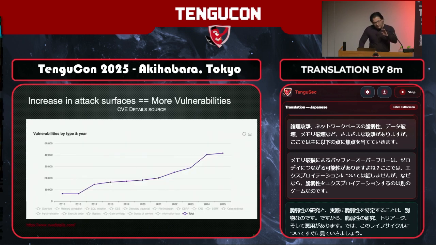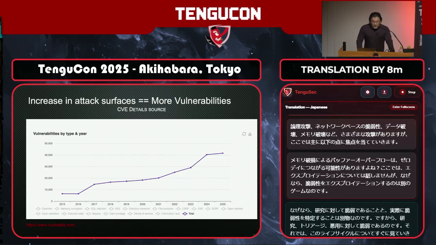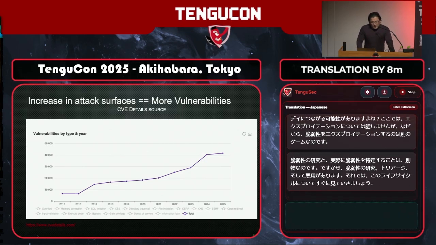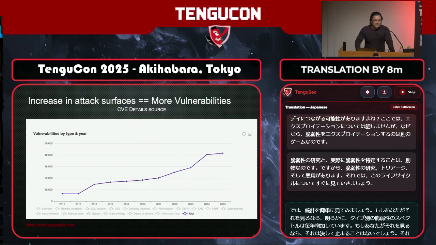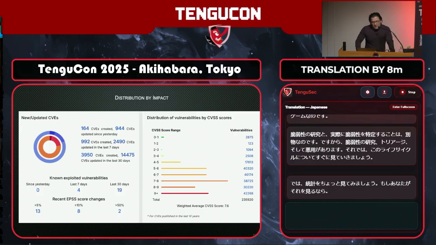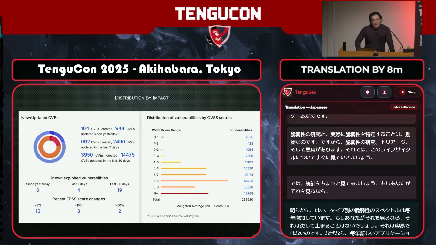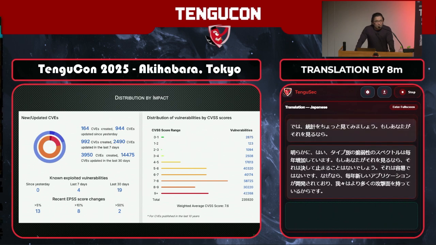So let's have a quick look at the statistics. Obviously, our spectrum of vulnerabilities by type is increasing every year, and it's never going to stop. It's not easy, because every year new applications are being developed and you have more attack surfaces, and so on and so forth. I took this data from the CVE database, I think just in the last week or so.